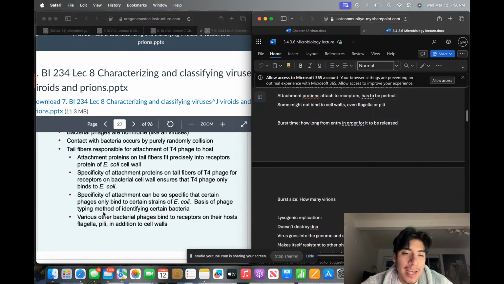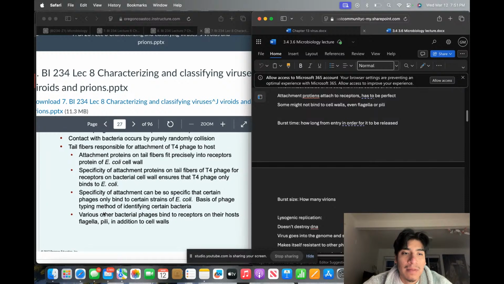Tail fibers are responsible for attachment of T4 phage to the host. Attachment proteins on the tail fibers fit precisely into receptors for E. coli. Receptors can be anywhere, even on the flagella or on pili. So for a host cell, it might not even bind directly into the cell wall. It might land on a flagella or pili, which is kind of interesting because you wouldn't think that would work, but I guess it can figure it out.